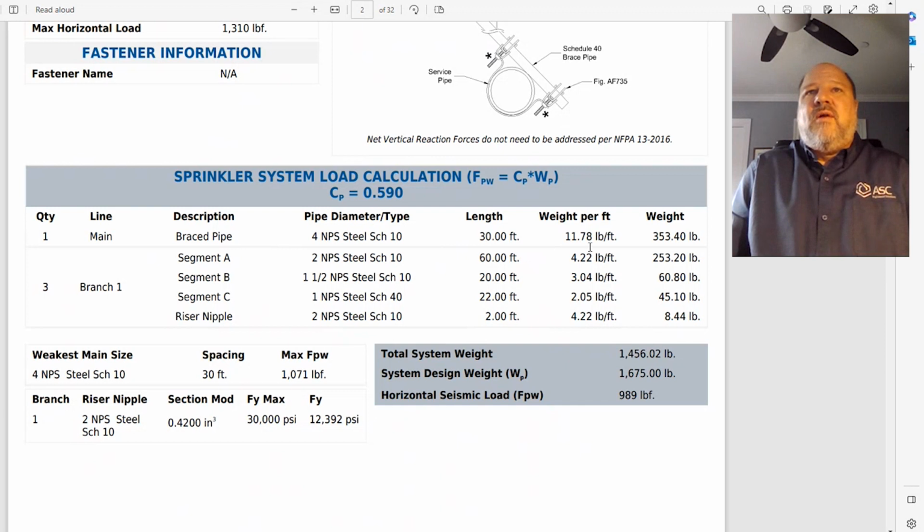Here's the length. Here's the water flow weight per foot. You multiply those together, you get the total weight. Add all those together, you get 1,456 pounds. You multiply times 115%, as required by NFPA, to get 1,675 pounds. And then when you multiply 1,675 times 0.59, you get a seismic force of 980 pounds. So remember that 980 pounds, that's our seismic force.